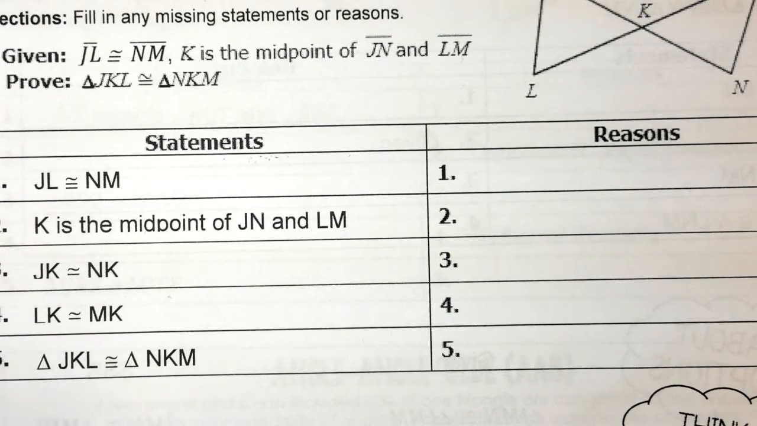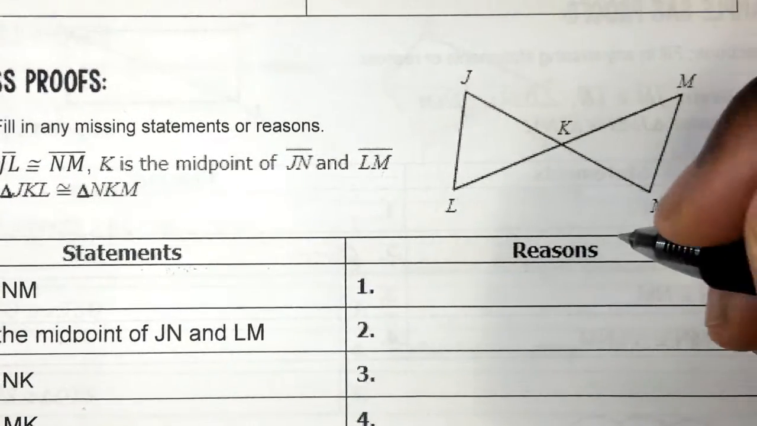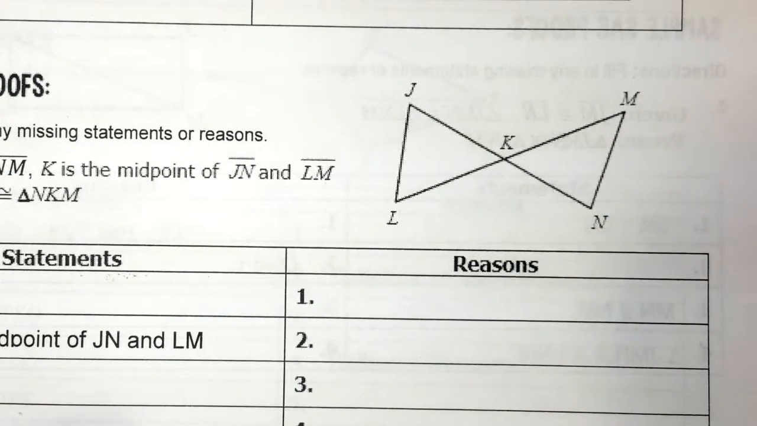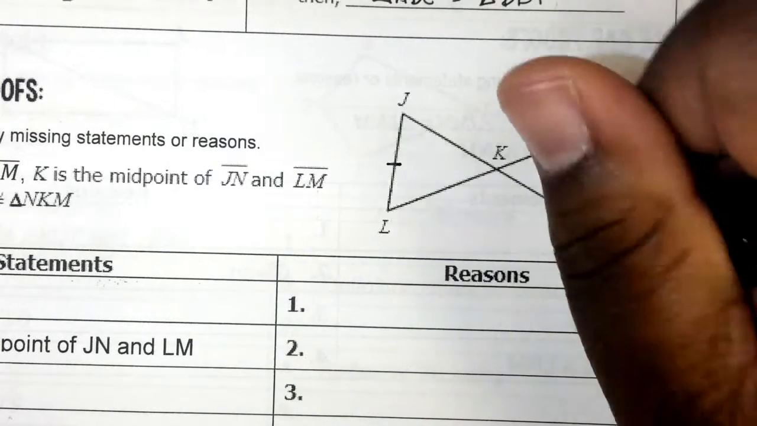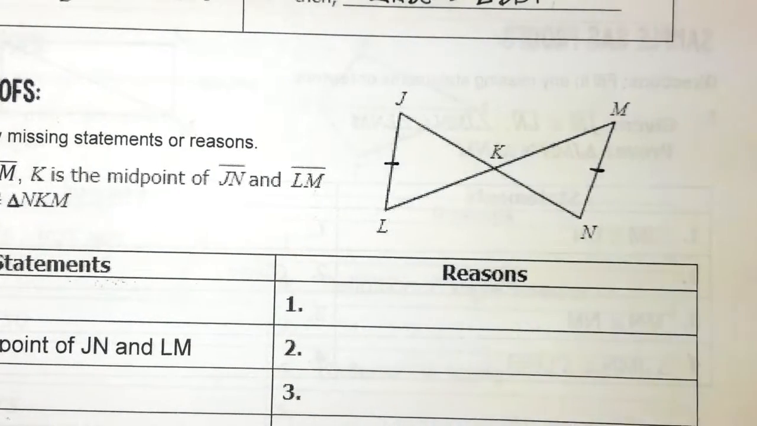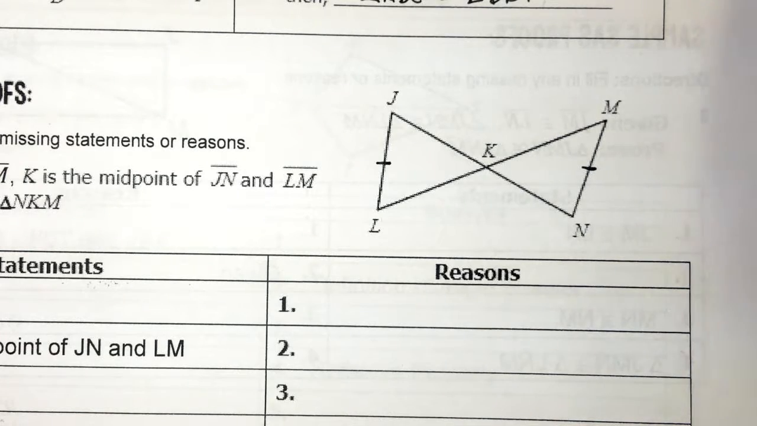Alright, so flowing through, starting out, given, it says JL is congruent to NM. It tells me those two sides are congruent to each other. First thing I want to do, since they tell me that, is mark that on my figure. JL is congruent to NM. These are sides, so I'm doing side markings.